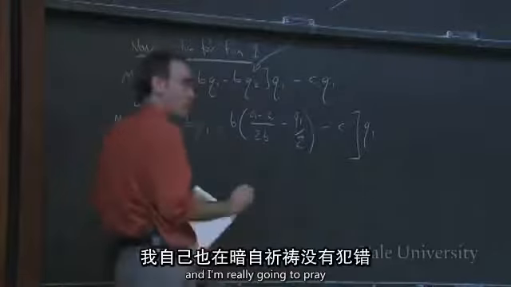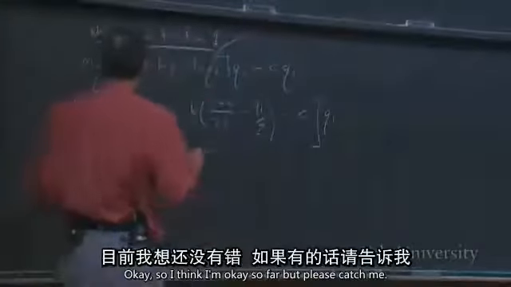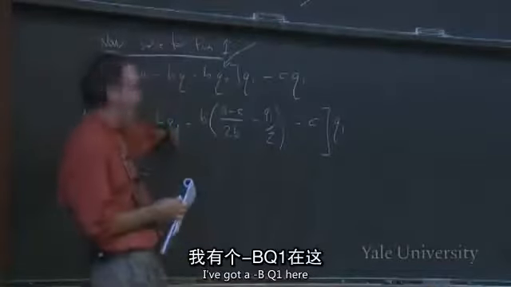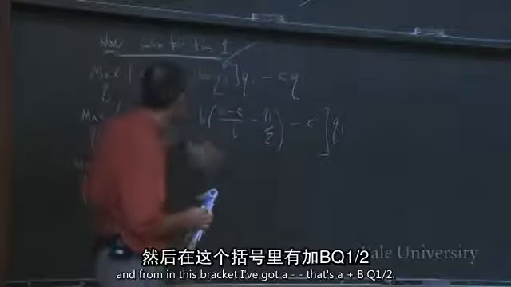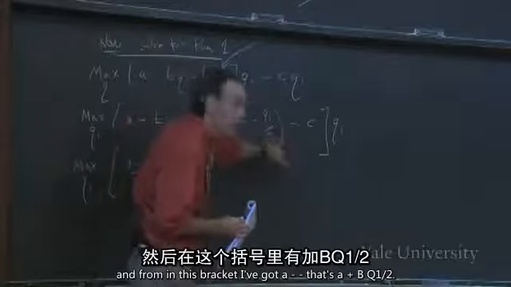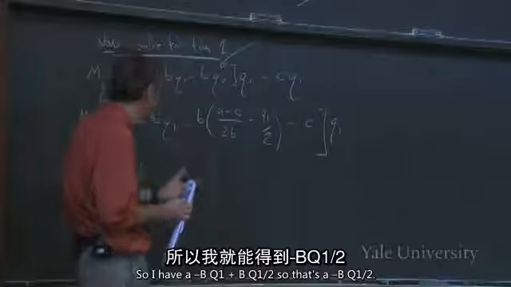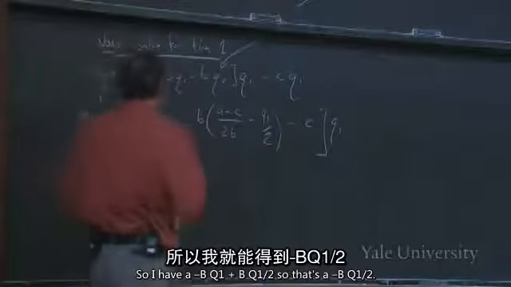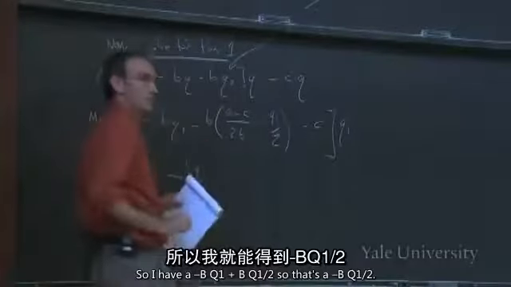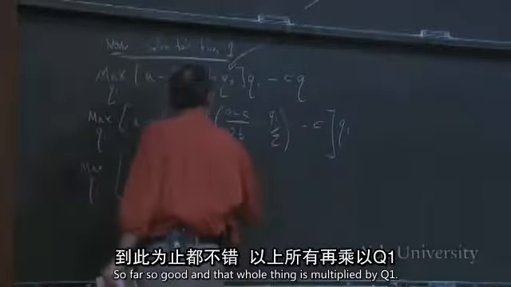And I'm really going to pray that the TAs are watching me carefully and going to catch my errors here. OK, so I think I'm OK so far, but please catch me. All right, what else have I got? I've got a minus BQ1 here. And from this bracket, I've got a minus minus, that's a plus BQ1 over 2. So I have a minus BQ1 plus BQ1 over 2, so that's a minus BQ1 over 2. So far, so good. And that whole thing is multiplied by Q1.